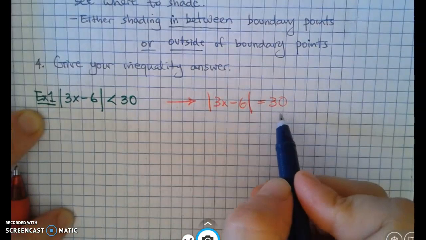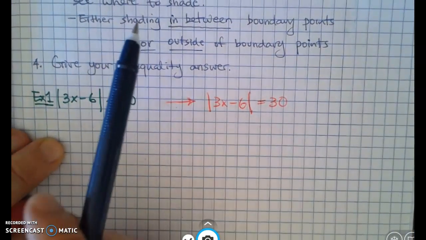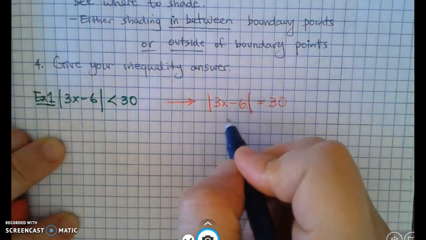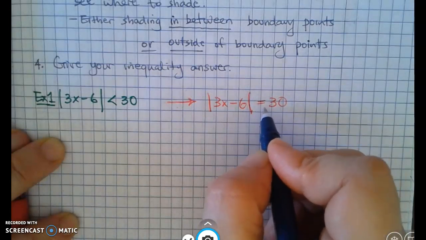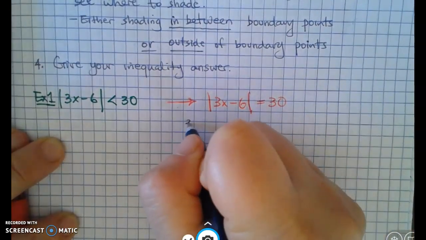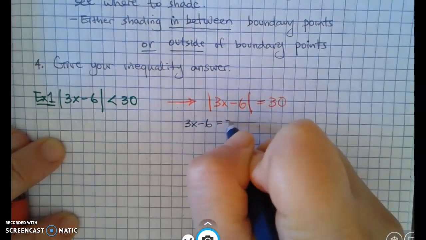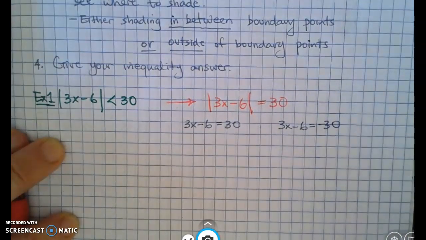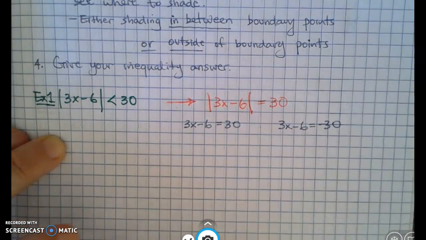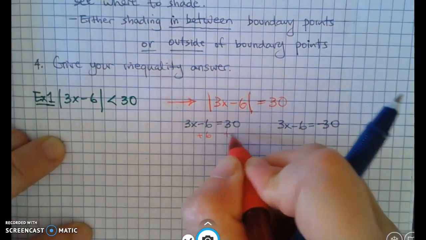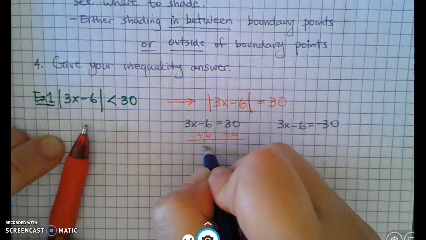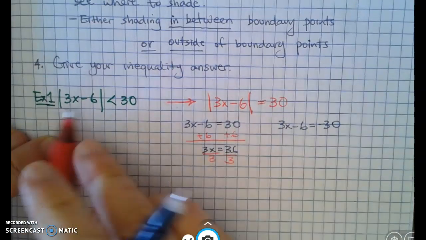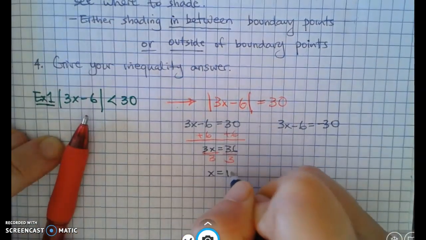That means from here, step 2 says to write your two equations and solve to get the two boundary points. So from here, we can come up with two possible equations. One is the positive version and one is the negative version. So that's going to be 3x minus 6 is equal to 30, or 3x minus 6 is equal to negative 30. Those are my two equations. And then solve. How do I solve this? Add 6 to both sides. That leaves me with 3x is equal to 36. Then divide both sides by 3. And that leaves me with x is equal to 12.